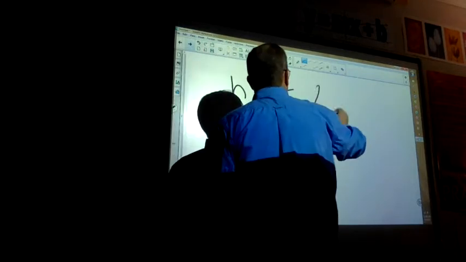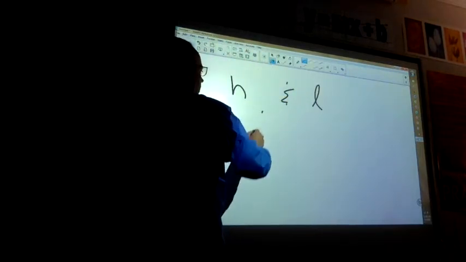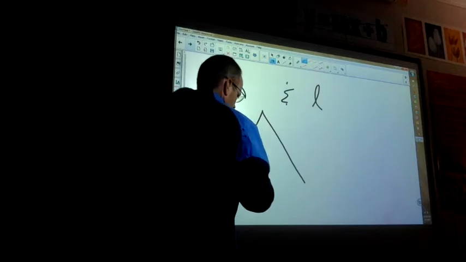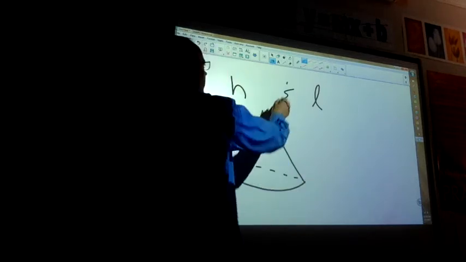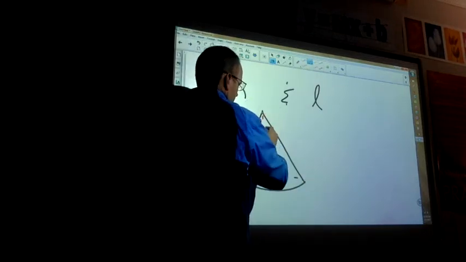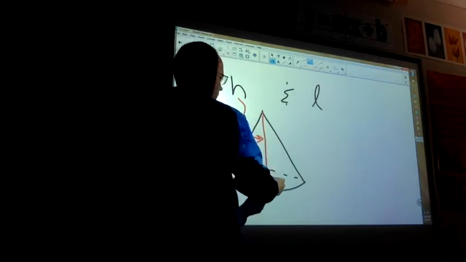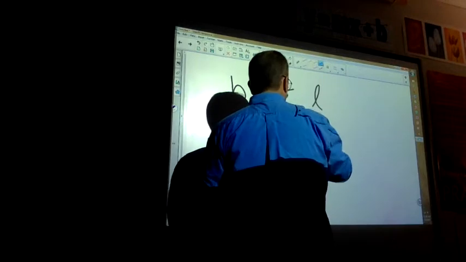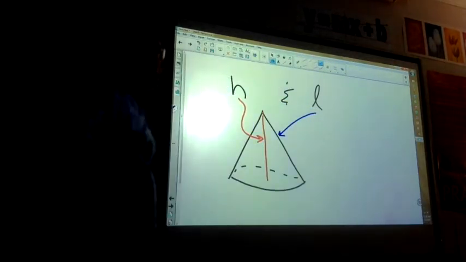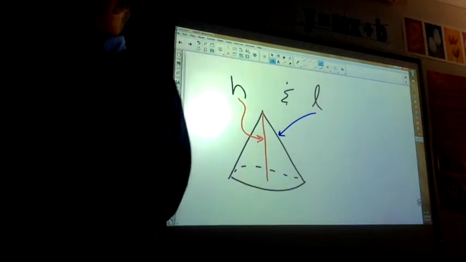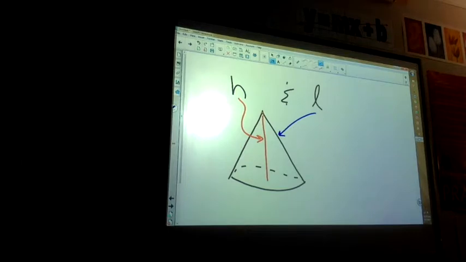What's the difference between H and L? If you had this, the length is the side thing. That's height, so that right there is height. Length is the side thing, and then the length is the side length going down. Are H and L the same thing? If they are, it's called a cylinder.